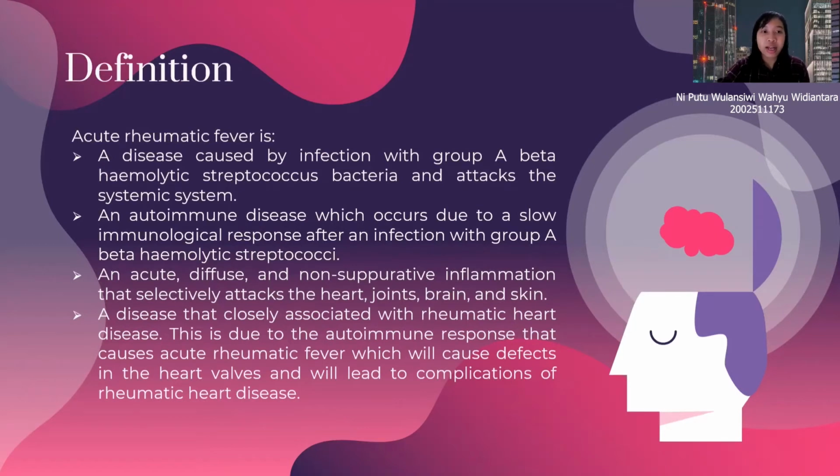Acute rheumatic fever is a disease that closely associated with rheumatic heart disease. This is due to the autoimmune response that causes acute rheumatic fever, which will cause defects in the heart valves and will lead to complication of rheumatic heart disease.